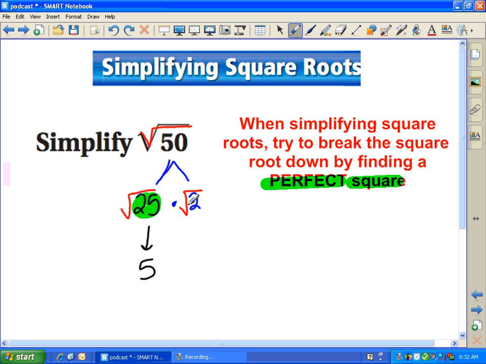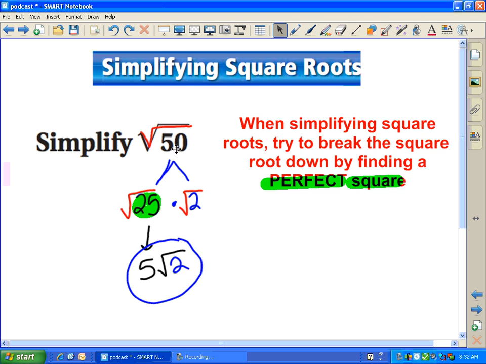So my dog follows me wherever I go. There's your answer to the problem: 5 square roots of 2. So take the square root when it's standing by itself, try to break it down by finding perfect squares.